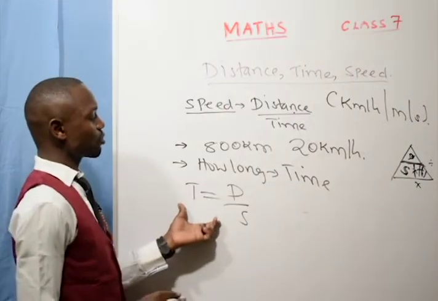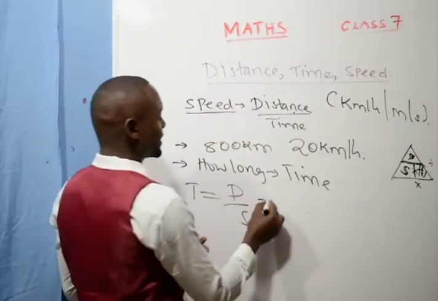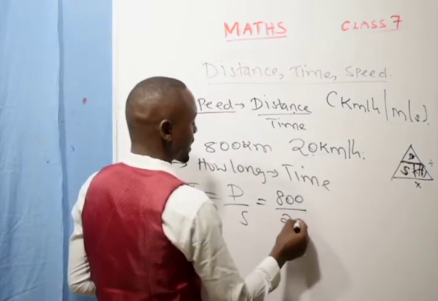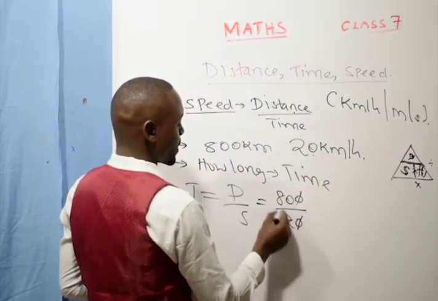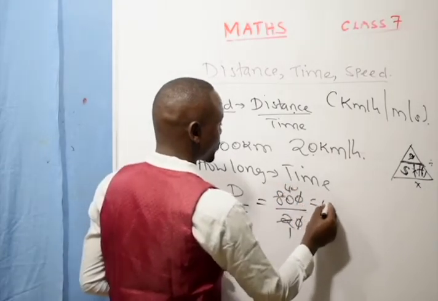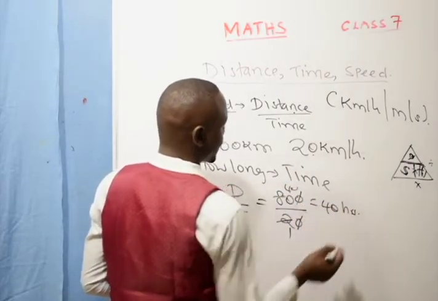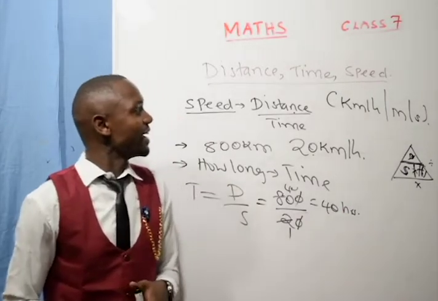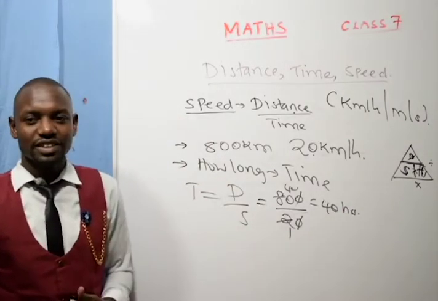So time in this case will be distance over speed, and the distance here is 800 kilometers over speed of 20 kilometers per hour. So by 2, 1 by 2, 40. So the time was 40 hours. So that is how we calculate time, distance, and speed.